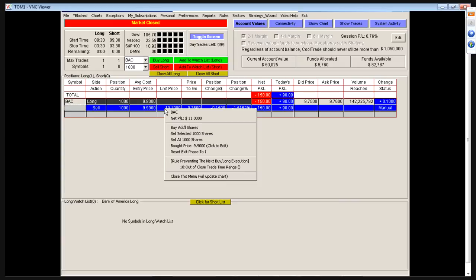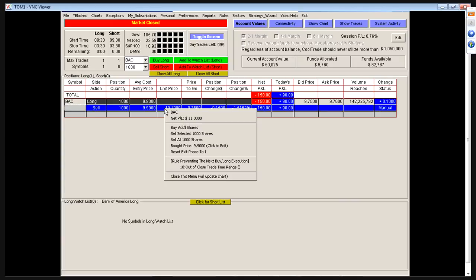Buy additional shares. If you just click it, it'll pop up a window and give you the option. It knows you're trading in 1,000-share lots, so it'll give you the option to add more thousands. Or below that, sell selected 1,000 shares or sell all 1,000 shares. If you have 2,000 or 3,000 shares there, it gives you the choice. You can tell it sell all, or specify which lot you want to sell. If you're not specific, it's going to sell the most profitable lot that it sees.